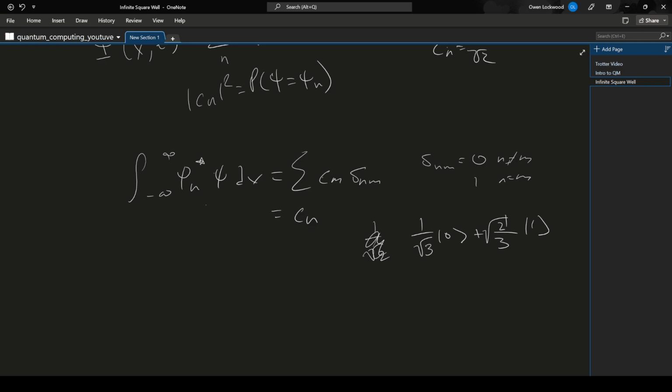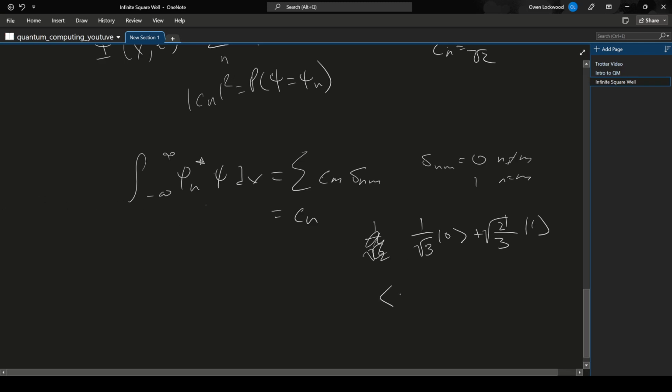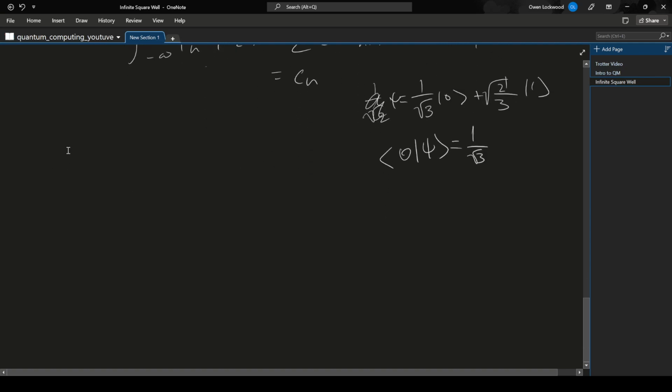We can see that this is a continuous version of saying we want the inner product of, let's say, 0 and our wave function, where this is our wave function. We can see this is going to cancel out because they're orthogonal, and we're just going to be left with 1 over square root of 3. And this is all it's saying, drawing analogies to the quantum computation sense.